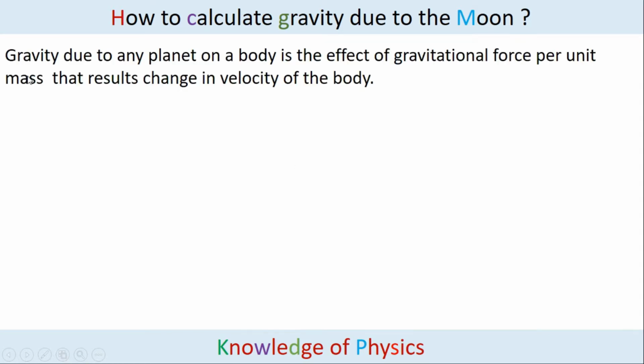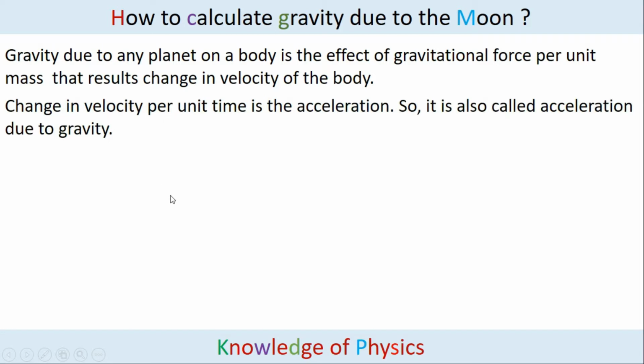First of all, let me tell you something about gravity. Gravity due to any planet on a body is the effect of gravitational force per unit mass that results in change in velocity of the body. Change in velocity per unit time is the acceleration, so gravity is also called acceleration due to gravity.